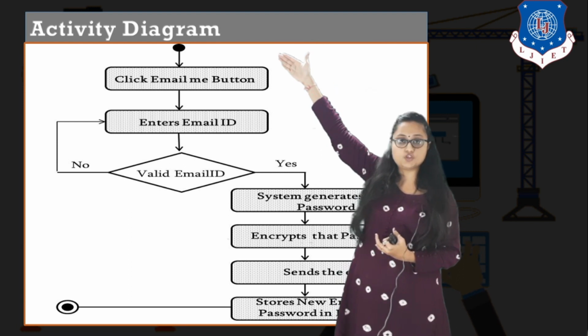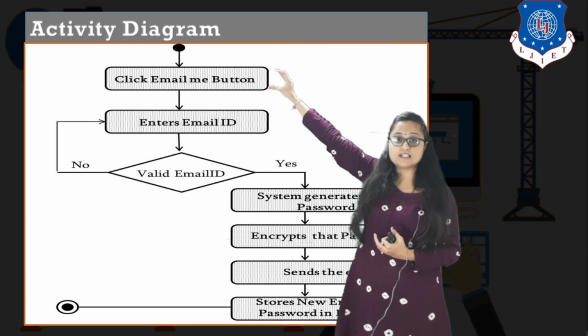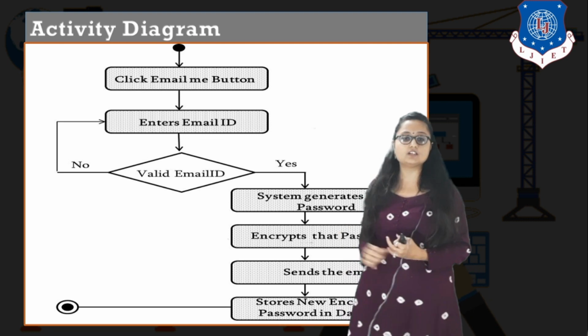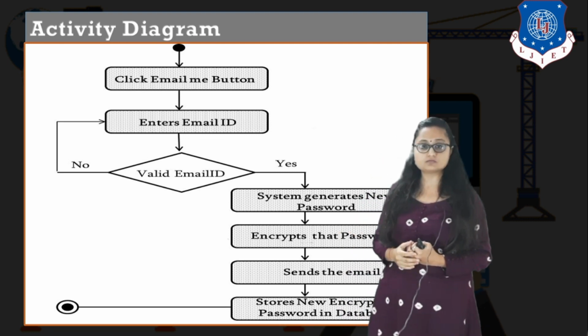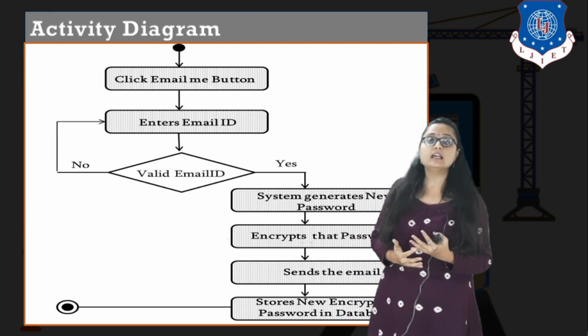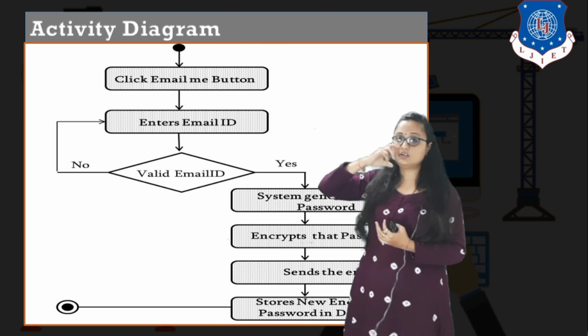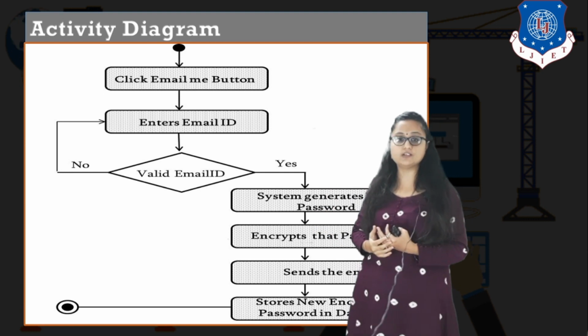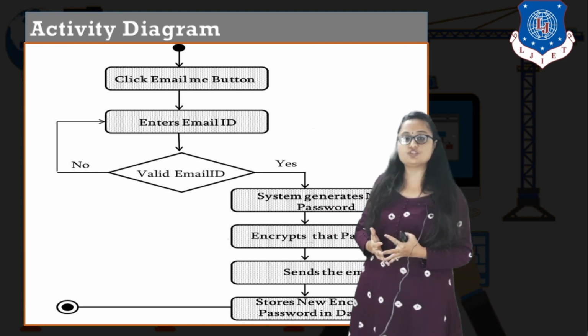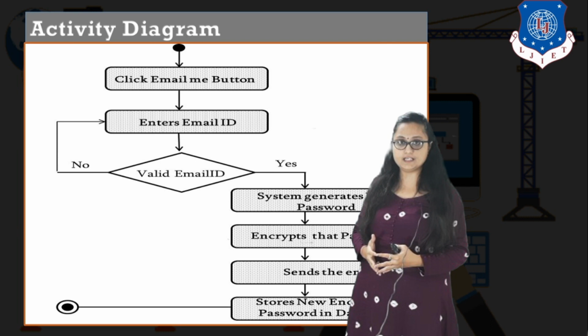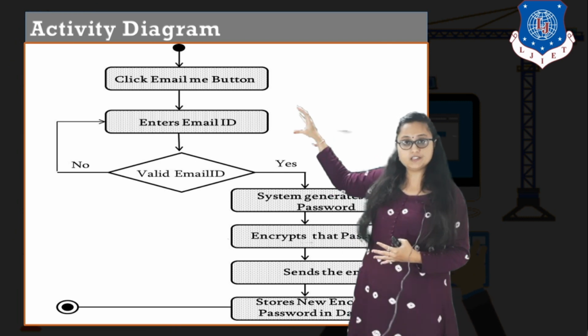We have an arrow for connection to the activity. The next is the activity itself. The first activity is click email me button, right? So we are clicking an email me button. There is a button which has to be clicked. After that, you will have a text box in which you have to enter the email ID, right? So you are entering the email ID.